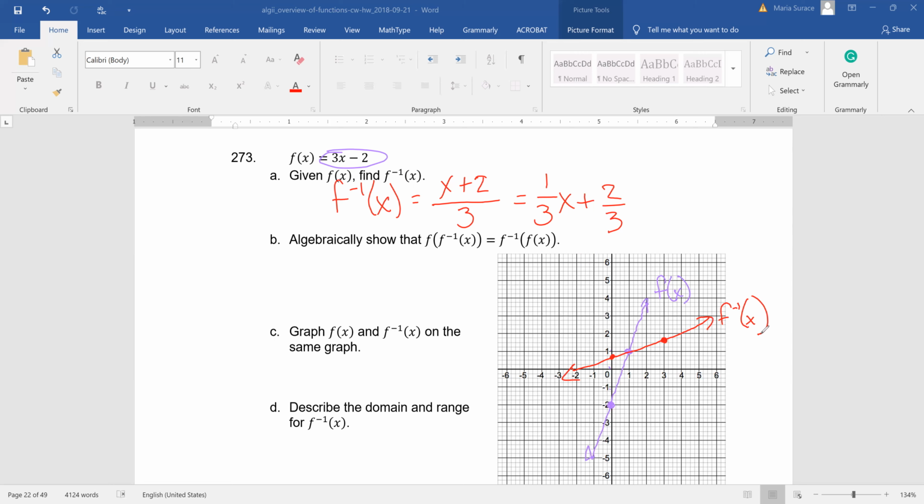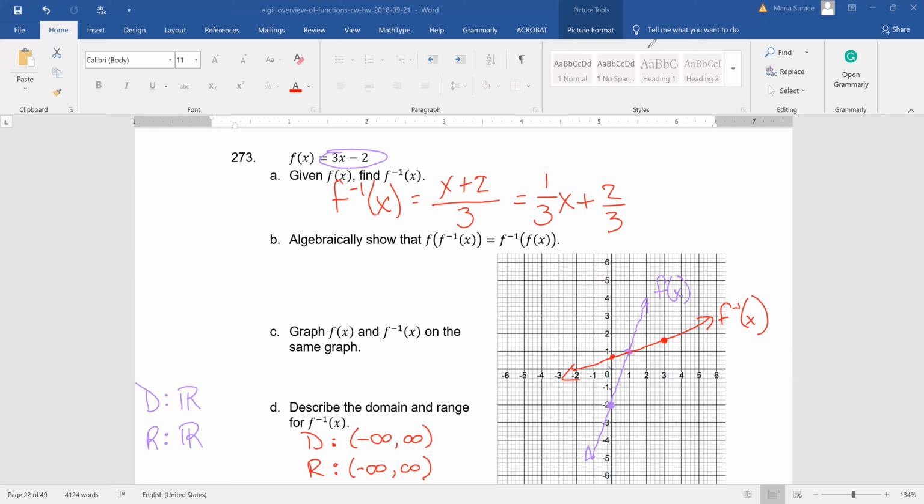Describe the domain and range of f inverse for part D. Well, f inverse is a line. It's a straight line. So what's the domain and range of any line? It's negative infinity to infinity. So you can put negative infinity to infinity for both of these. Another acceptable answer would have been to write all real numbers, the symbol. So the domain and the range is all reals for your domain and range.